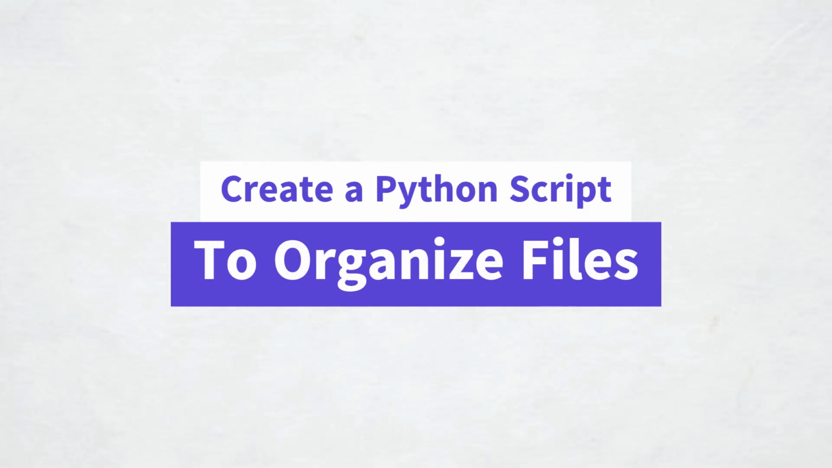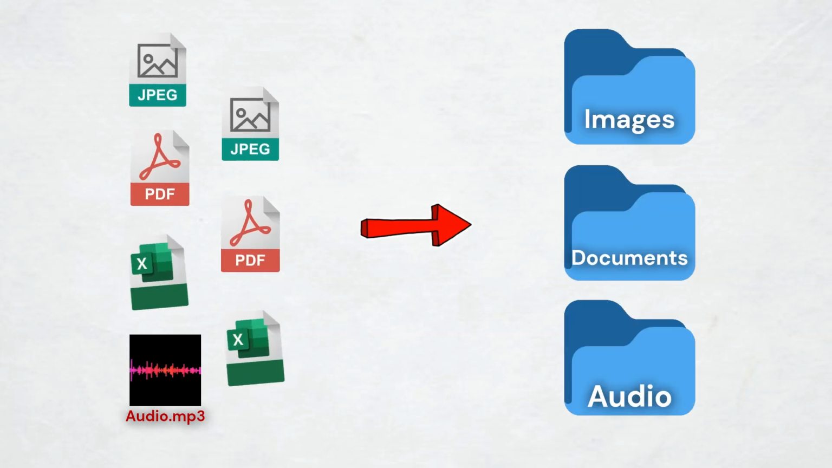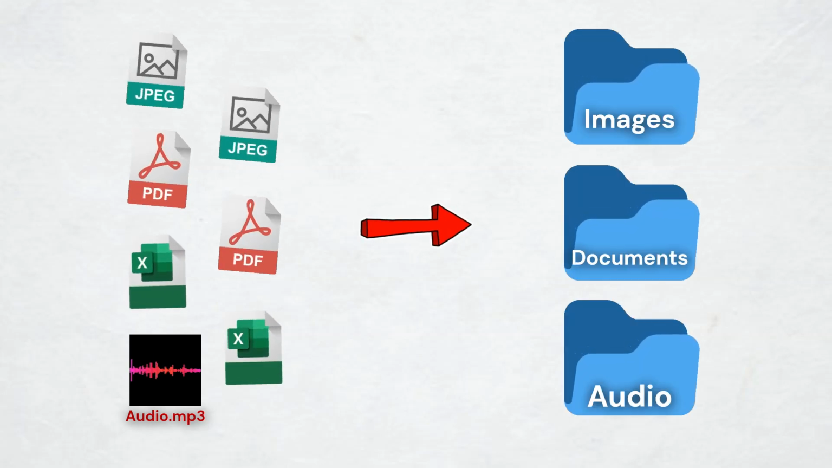In this video, we are going to create a Python script that automatically organizes files in any folder based on their file extension. For example, if you have a mix of images, documents, spreadsheets, and audio files, this script will create a different folder for each file type, keeping everything neat and tidy.